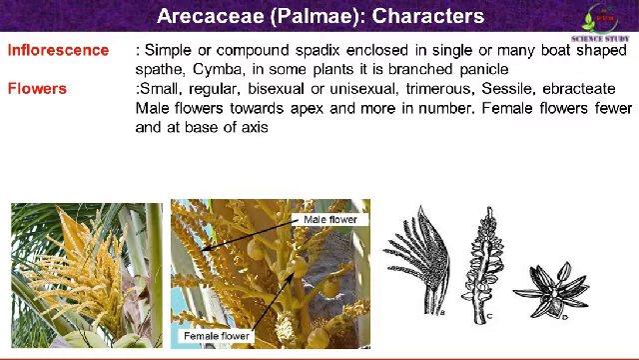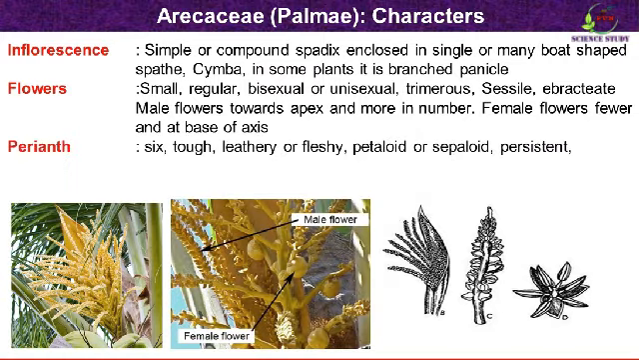Now we will see parts of flower. In the flowers of Araceae, calyx and corolla is absent, but perianth is present. Dear friends, you know that calyx is made up of sepals, corolla is made up of petals, and perianth is made up of tepals.